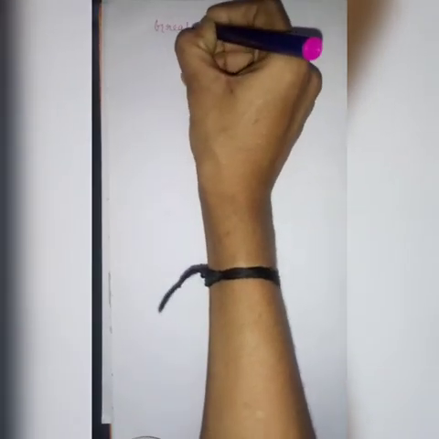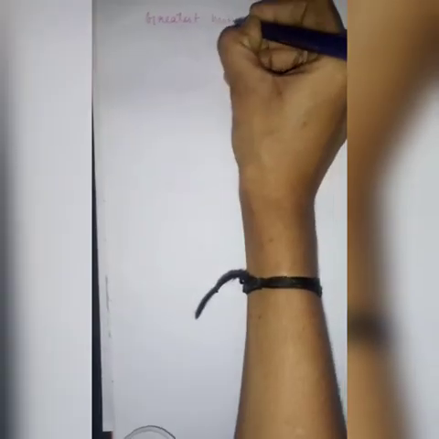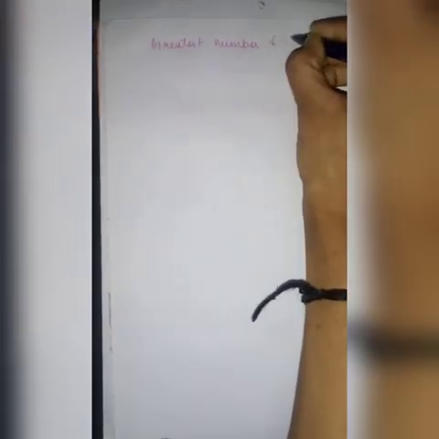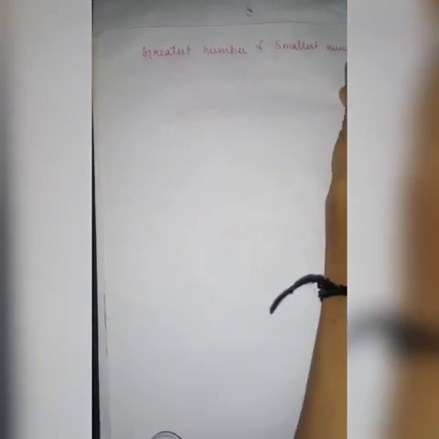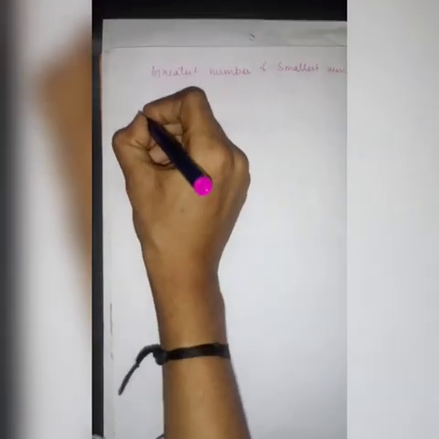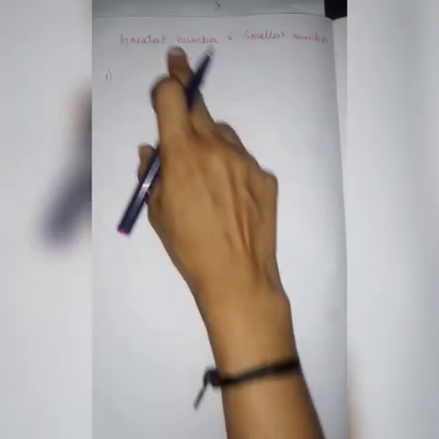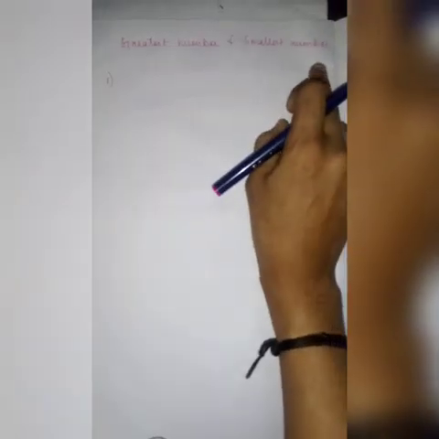Here, listen, we are going to form the greatest number and smallest number using the number of digits. I am giving the individual digits alone. By using those individual digits, I am going to form the greatest number and smallest number.